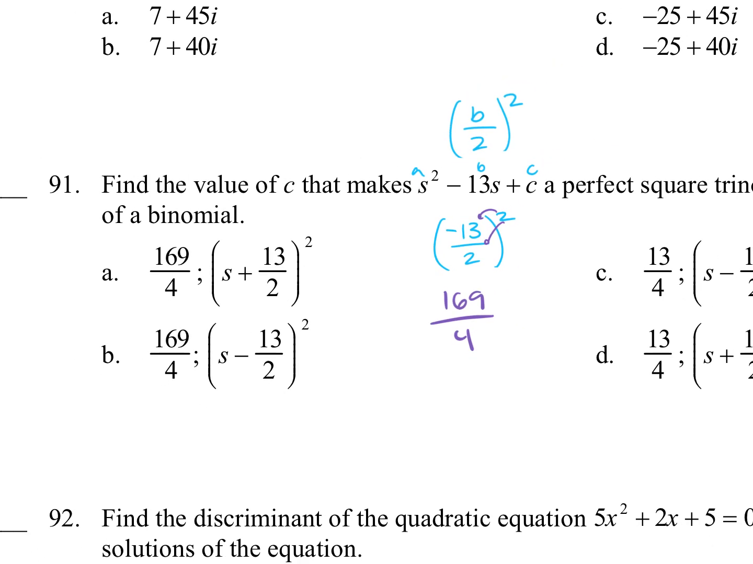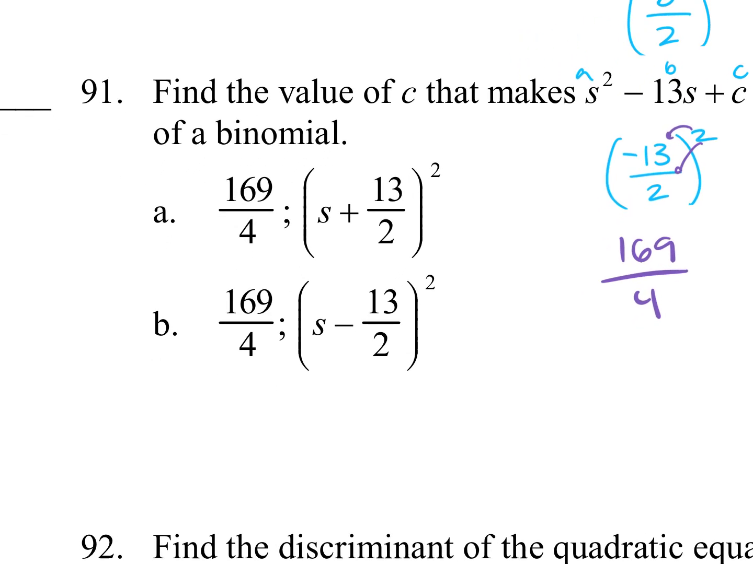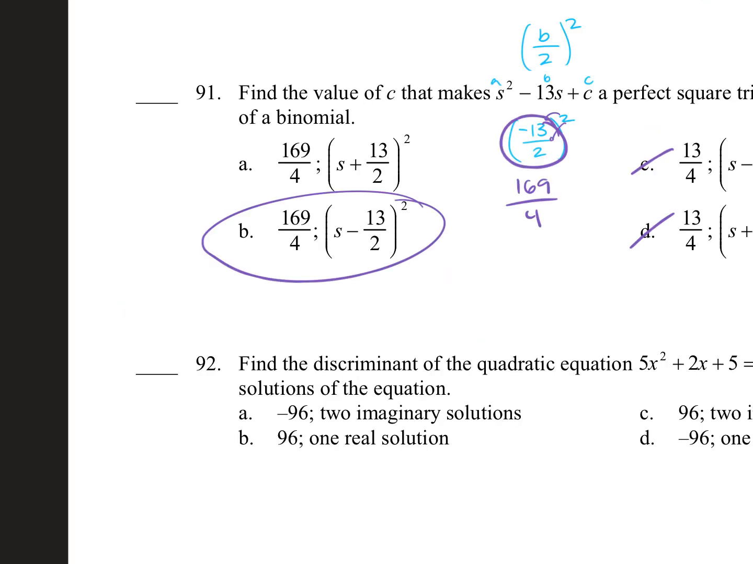So we can cross out C and D. And then when we plug it in to the square of a binomial, do you think it'll be plus or minus? Minus, because it's a negative 13 over 2. So that would be answer choice B. So just make sure you remember your formula for this type of question. b over 2 squared.